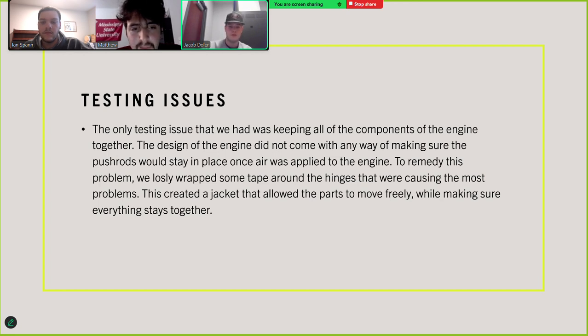And then we also had some testing issues. A few of our parts did not stay connected to each other when we added air to the system. For this, we had to basically just tape it together to get it to stick, and then allow the steam engine to run properly when air was put through the system.